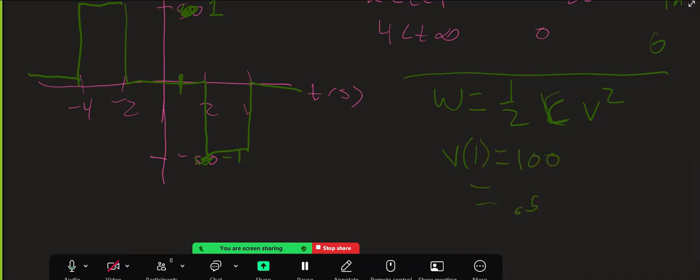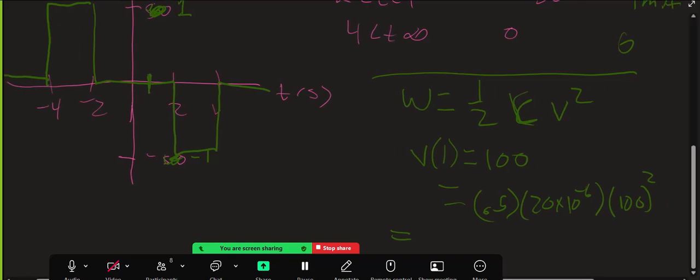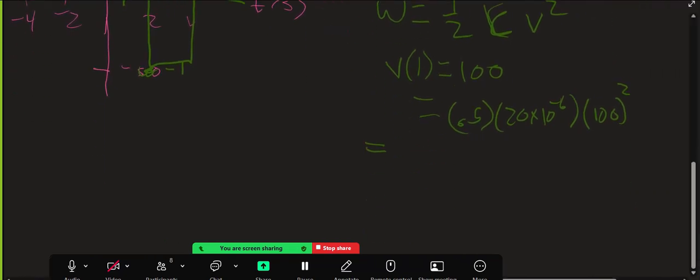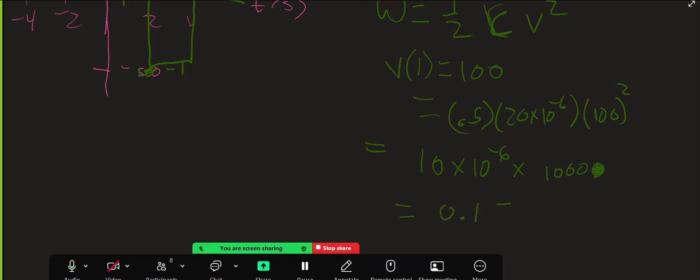So that would be 0.5 times 20 times 10 to the -6 times 100 squared, which is 10 times 10 to the -6 times 10,000, so that looks like that's 0.1. Oh yeah, just 4 zeros. And so that gets us 0.1 joules.